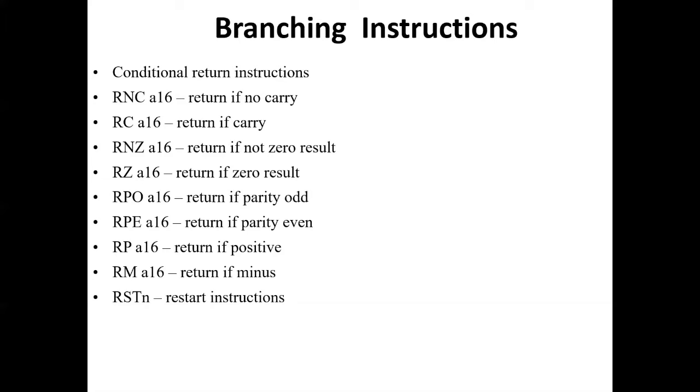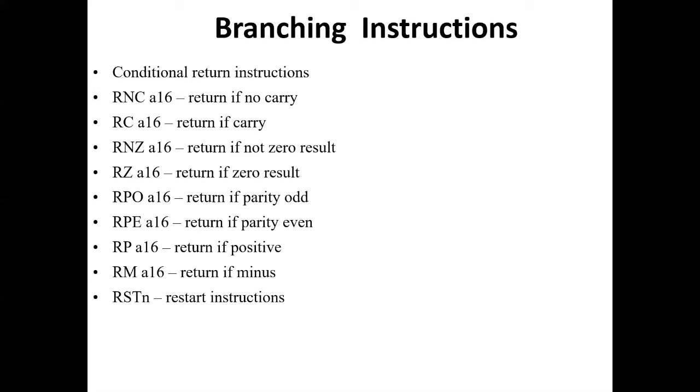Next is RNZ A16. RNZ is a mnemonic which stands for return if not 0 result. This instruction is used to return to the main program only if result is not 0, indicated by 0 flag value of 0. If 0 flag value is 1, program flow continues in the subroutine sequentially.